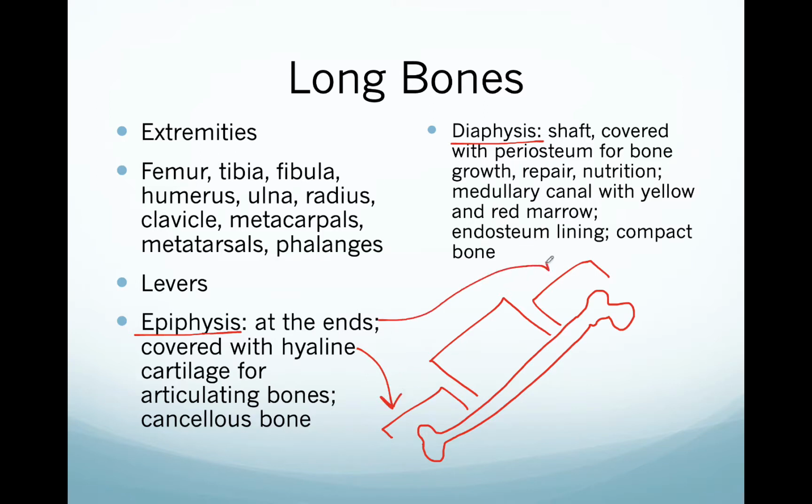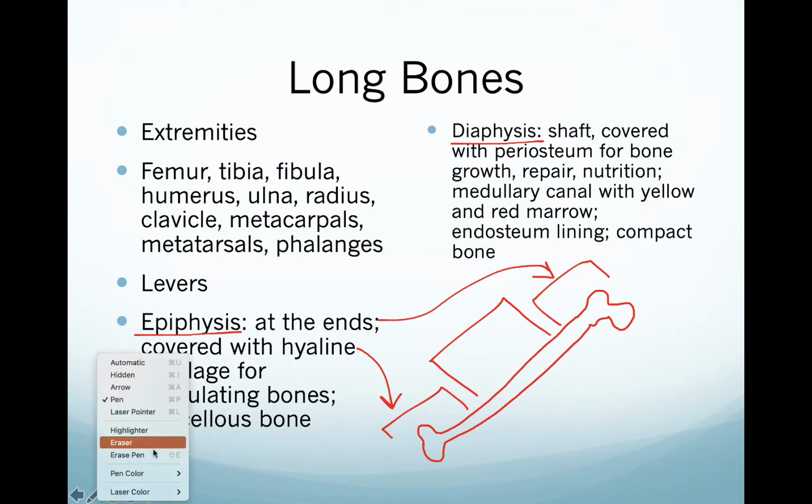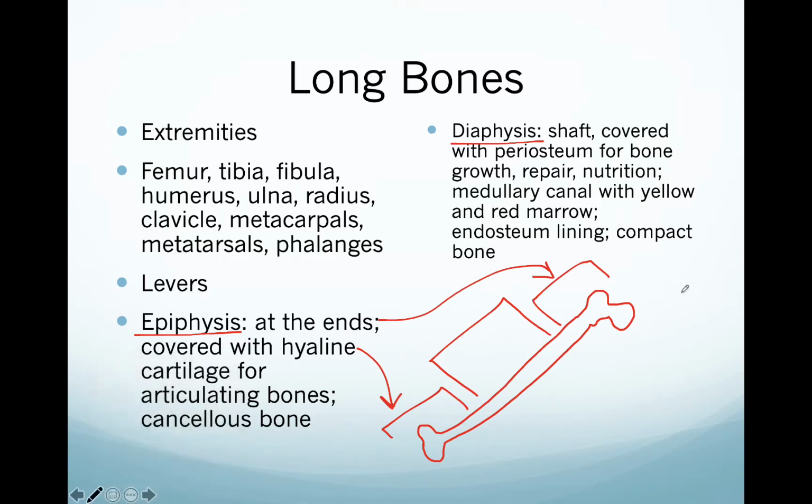This is where you're going to find your spongy bone. These are going to be the areas that are covered with hyaline cartilage, and I'm going to change the color here. Let's do yellow. Cartilage is going to be found in these areas here and these areas here. So you'll find the hyaline cartilage at the epiphyses. This is also where you'll have your bone articulation. So if this is your femur, your pelvis would articulate here, and your tibia would articulate here.